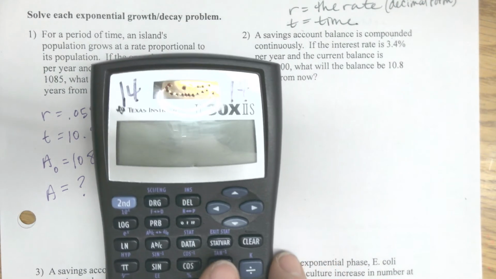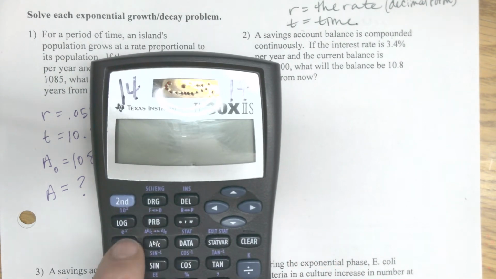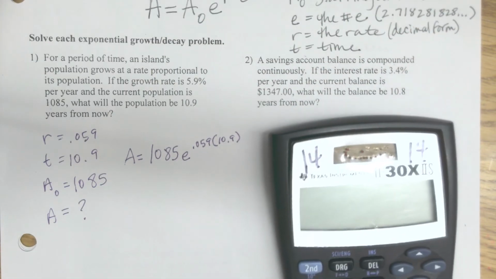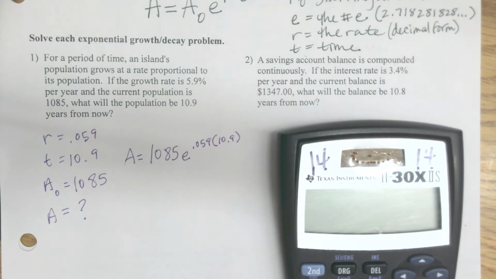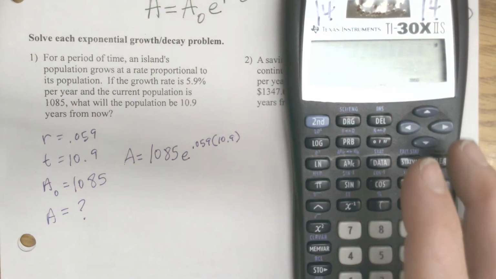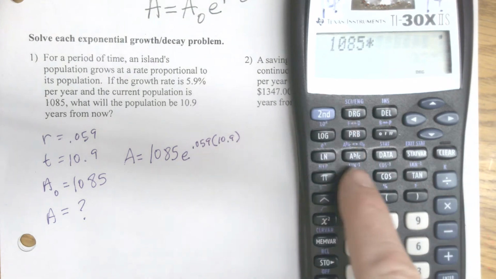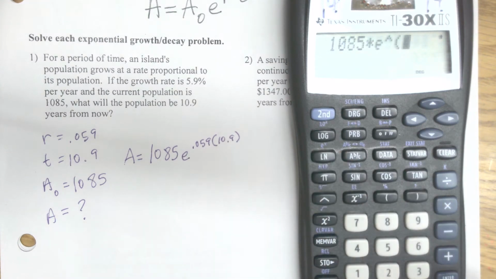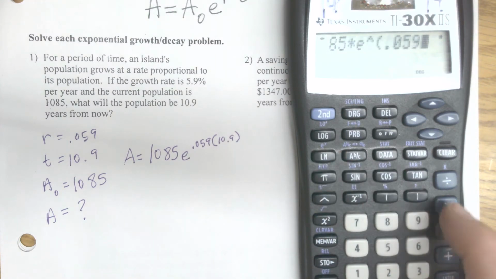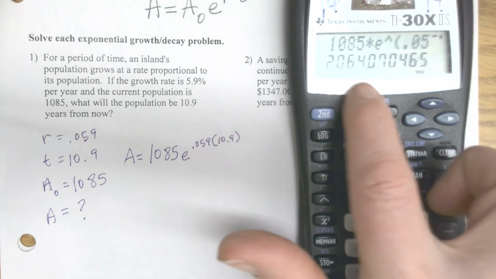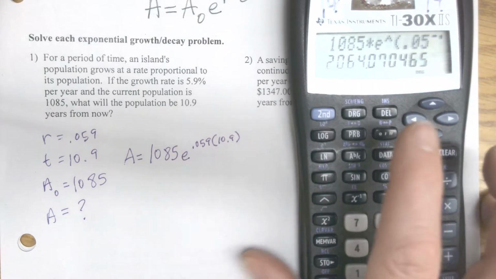On my calculator, I've talked about this before, my E is found above the natural log. So when I plug this in, I always get a glare here, sorry about that. When I plug this in, let's see if I can get it above so you can see my finger moving. I think you can. Okay, you can see that flashing. This is 1,085 times second ln, that'll bring the E up, and then I do 0.059 times 10.9, end that parenthesis, hit equals, and so my end population will be 2,064.